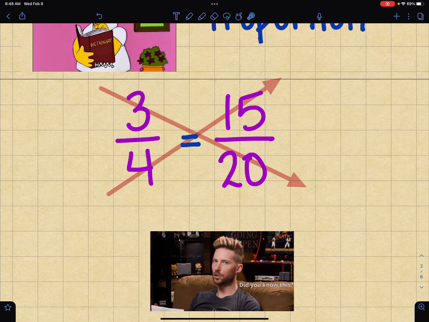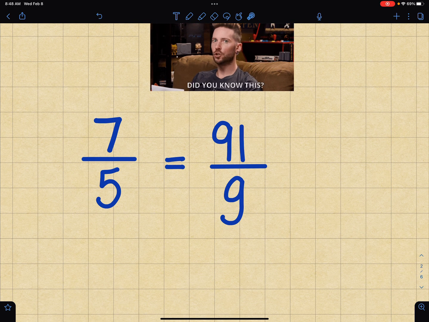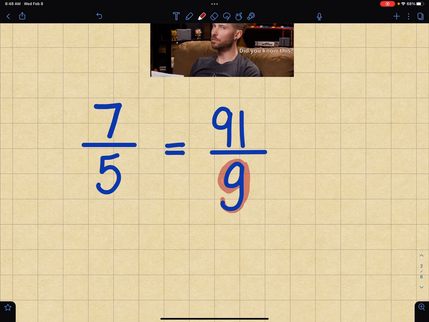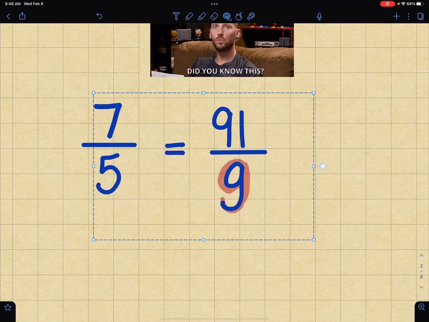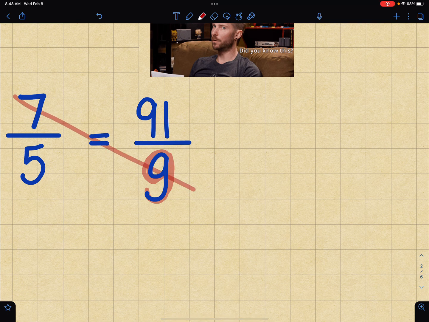And you can solve proportions that have an unknown by setting the cross products equal to each other. Did you know this? This is so cool. Here's how we would do something like that. Here's our unknown right here. Our unknown is this letter G. So we want to solve for G in a problem like this. What you would do, and let me move this over to the side a little bit so I have enough room, is we're going to cross multiply.